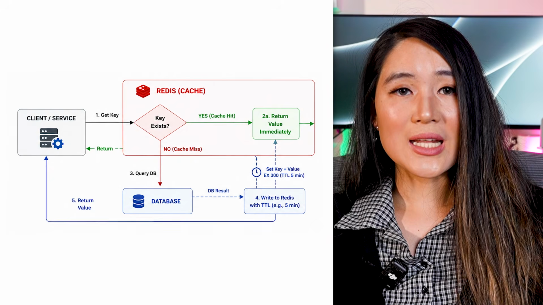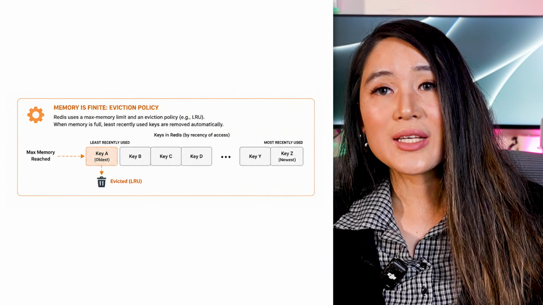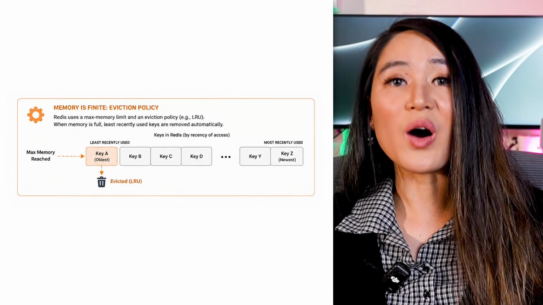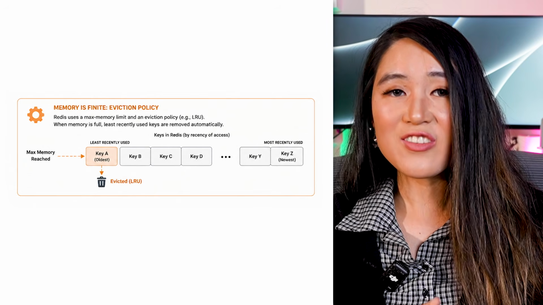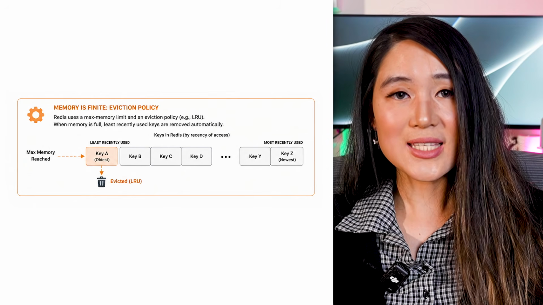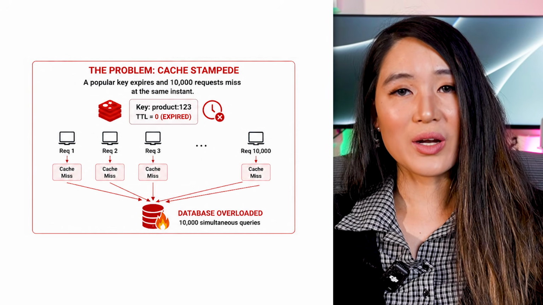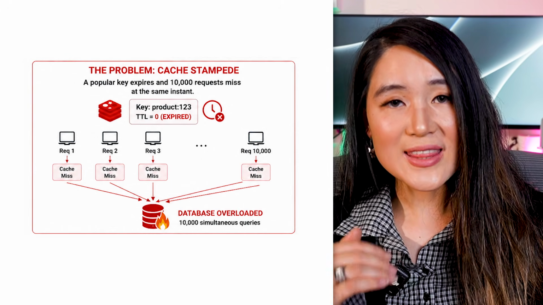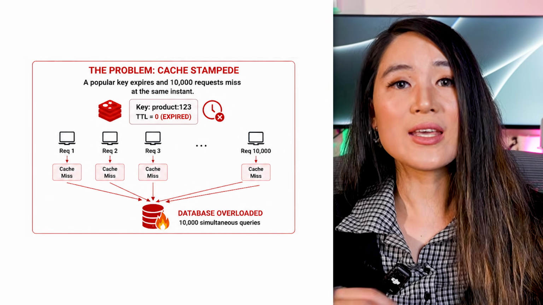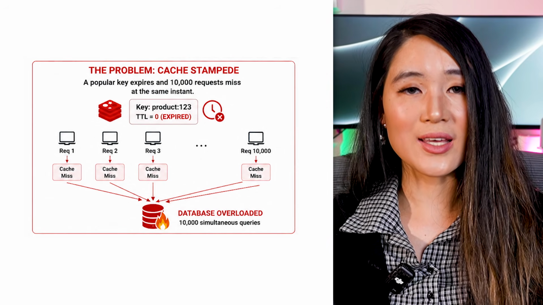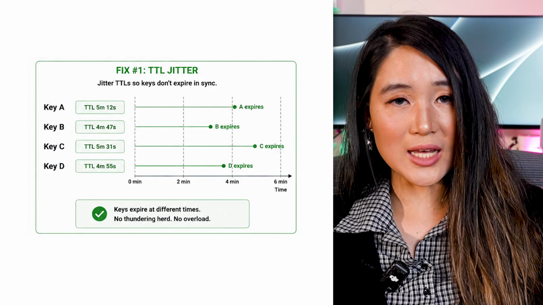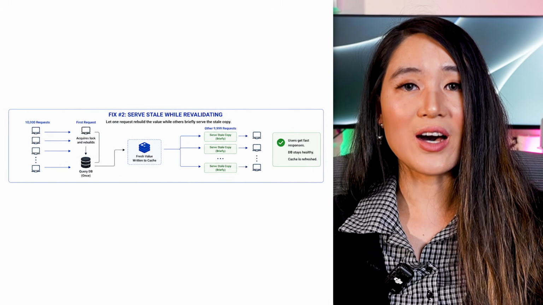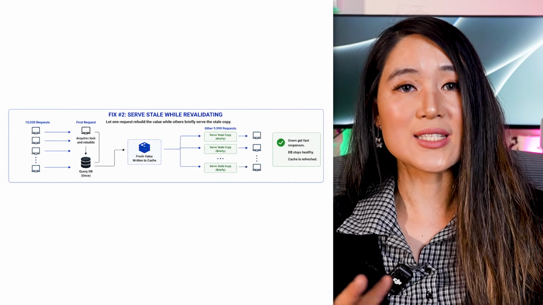The TTL keeps data from going permanently stale. And because Redis is finite, you configure a max memory limit with an eviction policy like LRU. So when memory fills up, the least recently used keys get kicked out automatically. Here's where I want to talk about cache stampedes. If a popular key expires and 10,000 requests miss at the same instant, they all hit your database simultaneously. The common fixes are jittering your TTLs so keys don't expire in sync, or letting one request rebuild the value while the others briefly serve the stale copy.